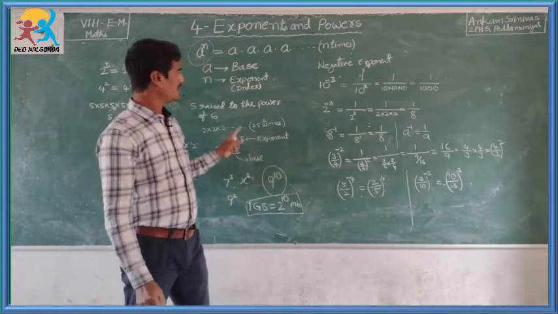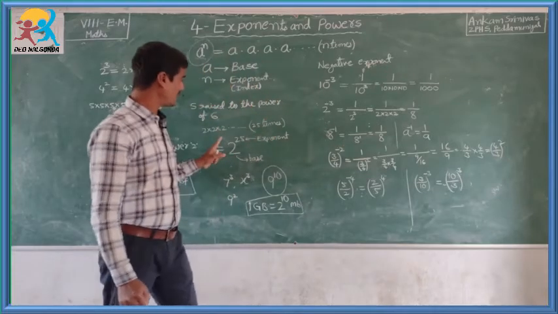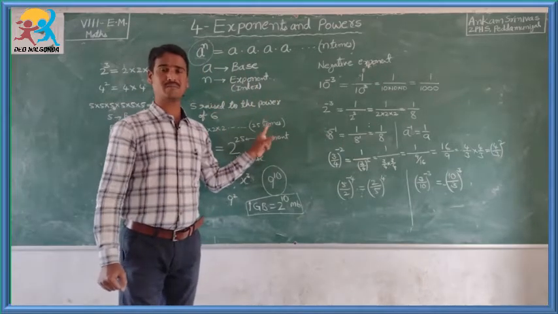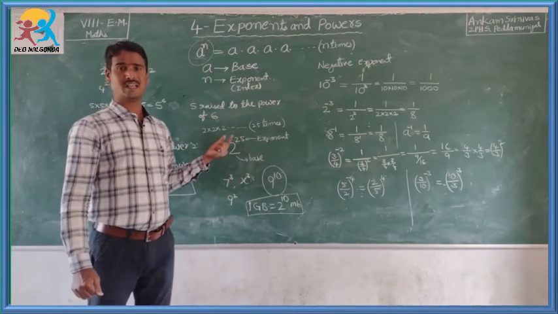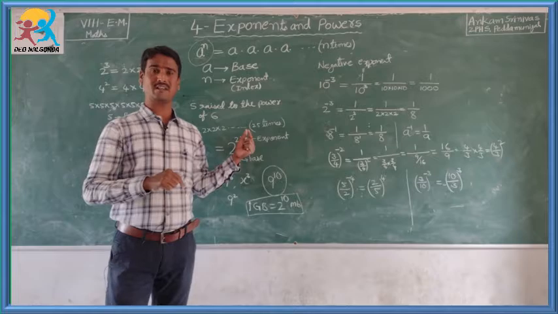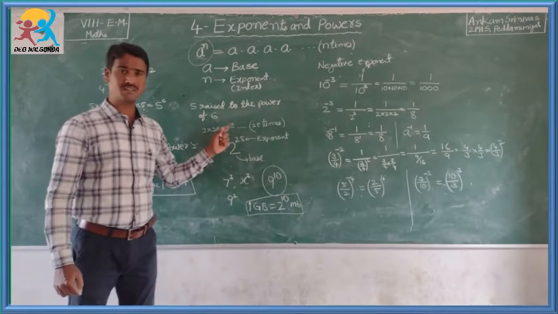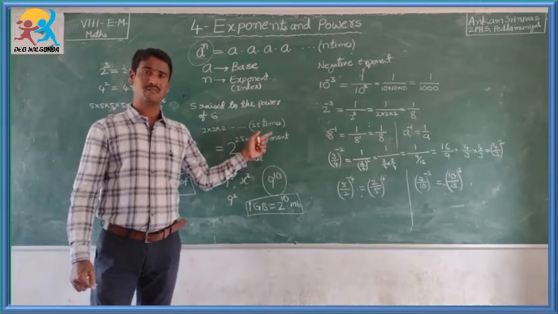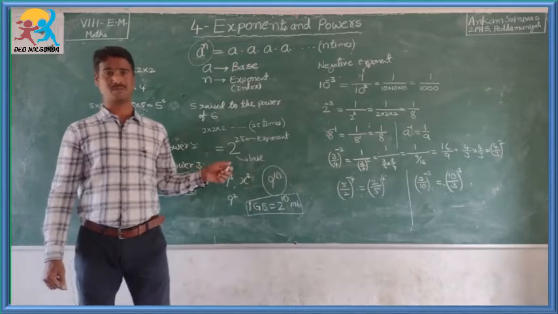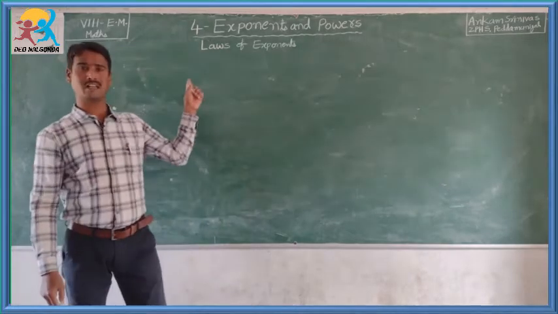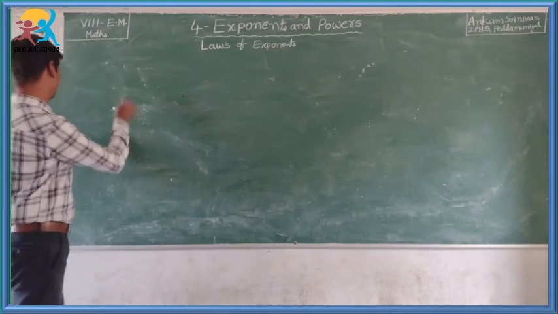Dear children, in this we learned clearly that the exponent represents the number of times the base is multiplied, which is repeated multiplication. Then next we have to learn the properties of exponents, the laws of exponents. Let's discuss the laws of exponents. I am taking one example here.